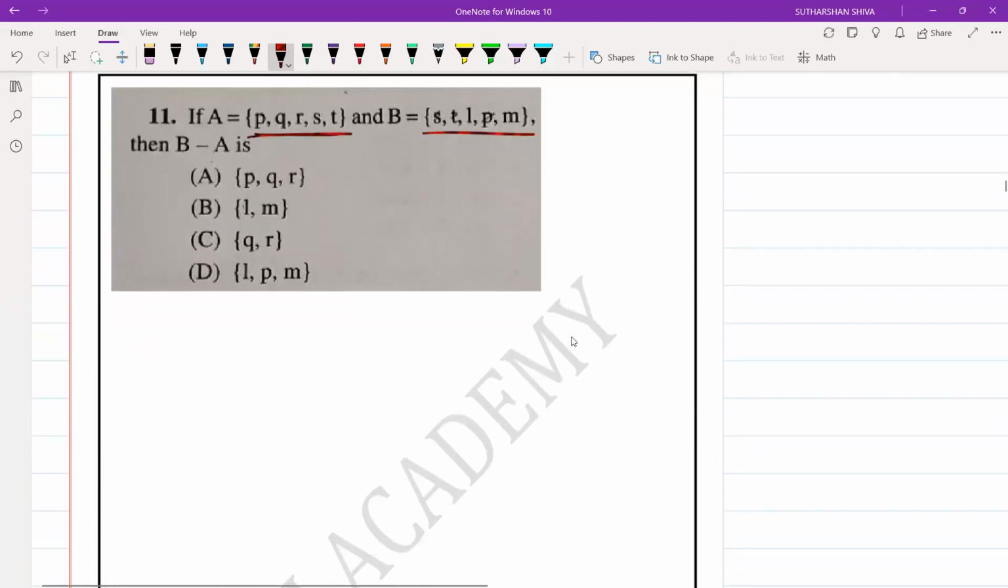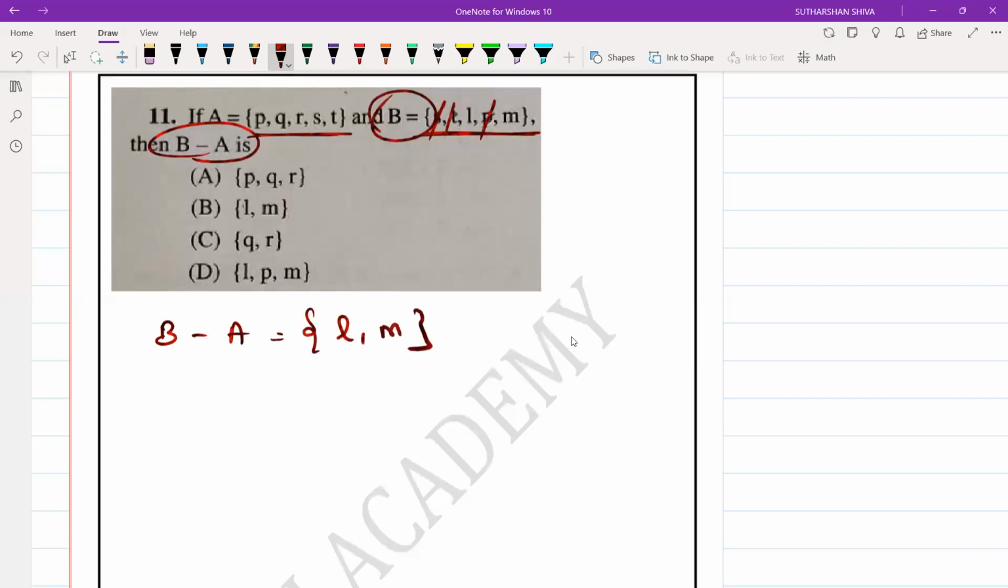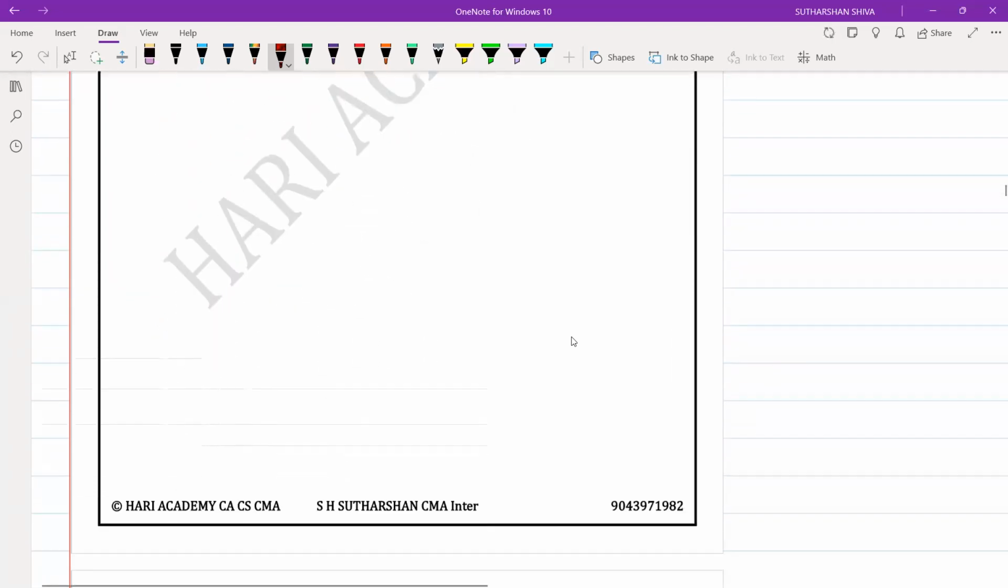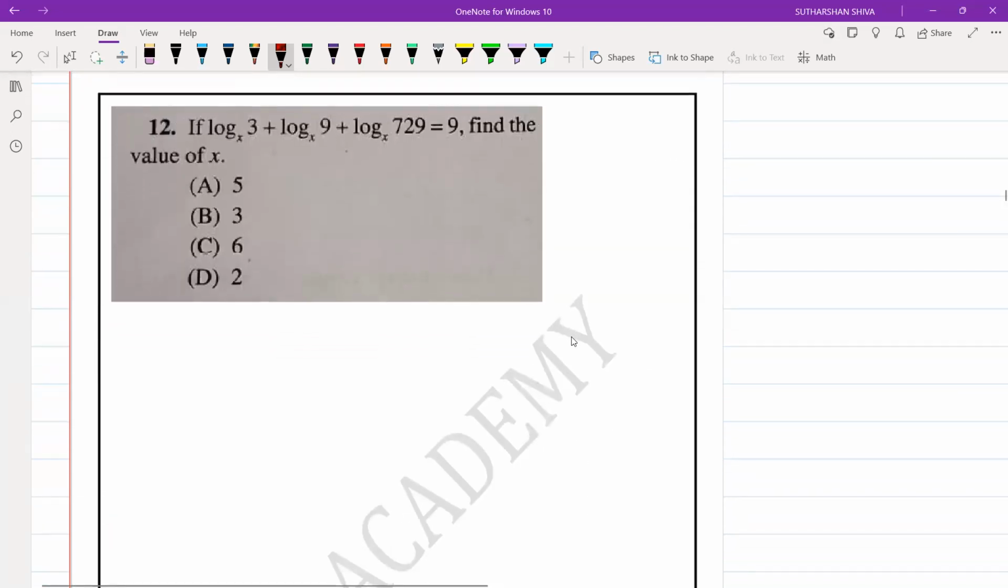A they have given, B set they have given, B minus A they are asking. B minus A. Cancel all the elements in A from the elements in B. So P is there, cancel it. Then Q is there, no Q. R is there, no R. S is there, yes. T is there, yes. What is the element left in B? Only L, M. So option B is your answer. Option B is your answer. Then question number 12.